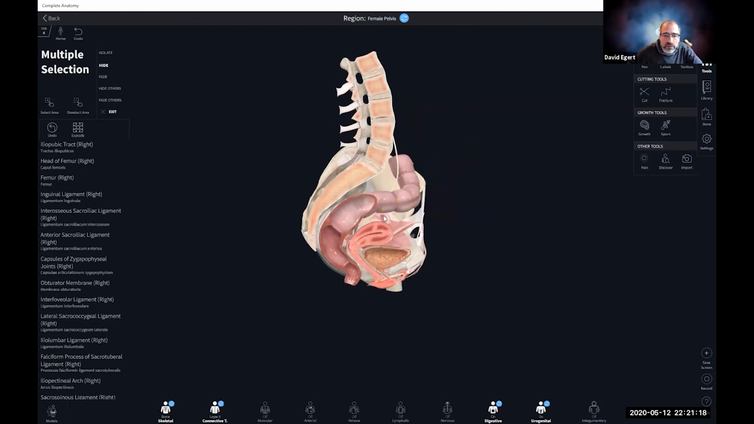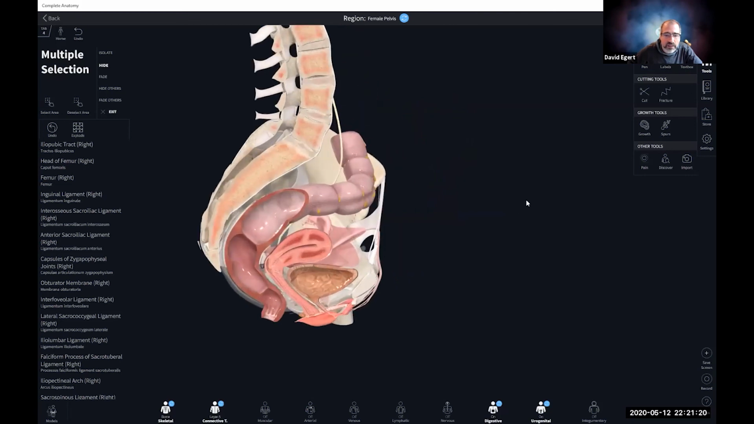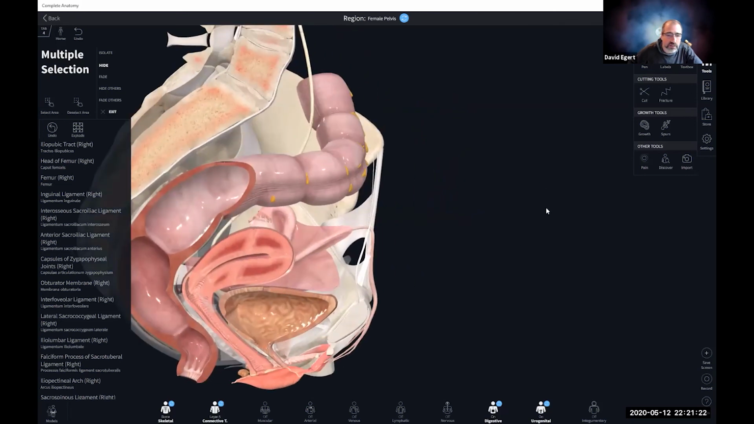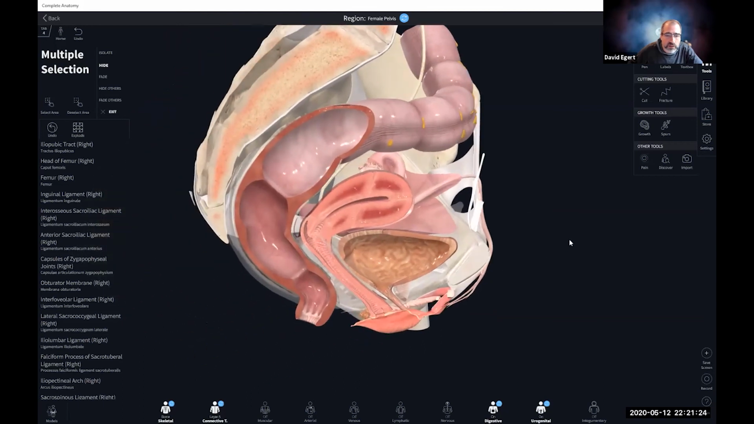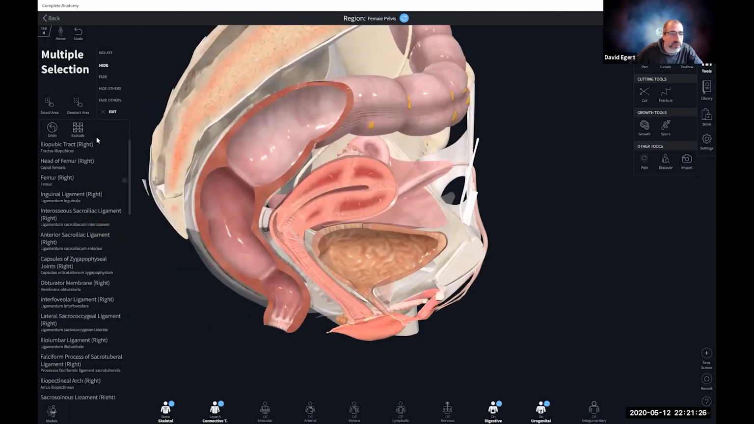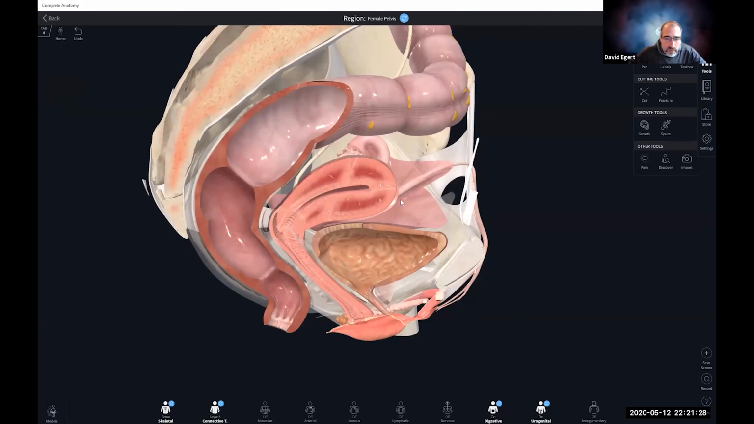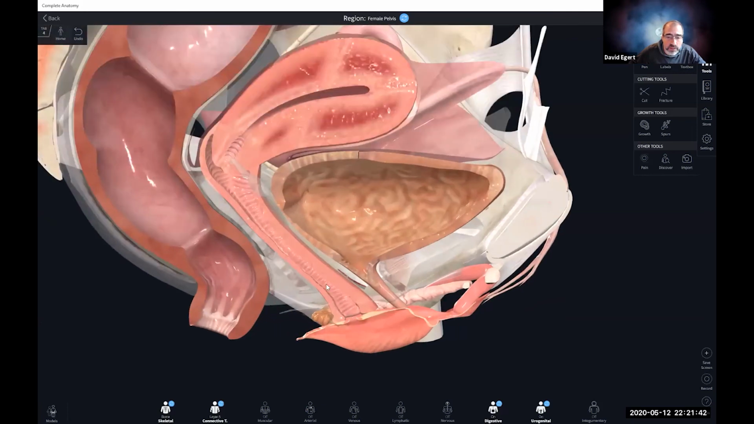Okay, so now this is nice. We can actually look at this cross section here. Here you can really see how the uterus is anteverted. This is more typical, just leaning forward, and the cervix is actually pointing backwards like this. So here's a vaginal canal, here's the labia minora, here's a vaginal opening going in.